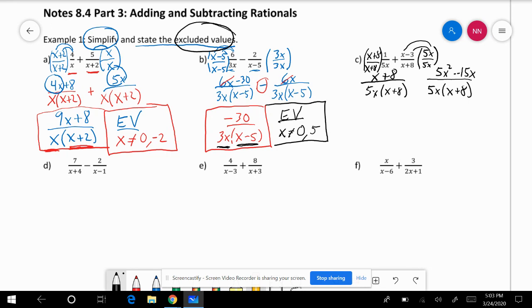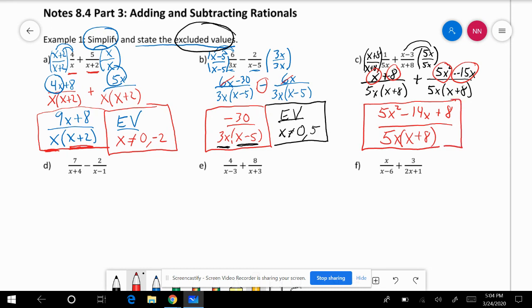We're going to add the like terms. So this is our only squared term, so we're going to bring down the 5x squared. When we're looking at the x's, we have an x and a -15x, so it's minus 14x. And then our constant value is 8, so we put this. And our common denominator is 5x and x plus 8. Now that right there is our first answer.